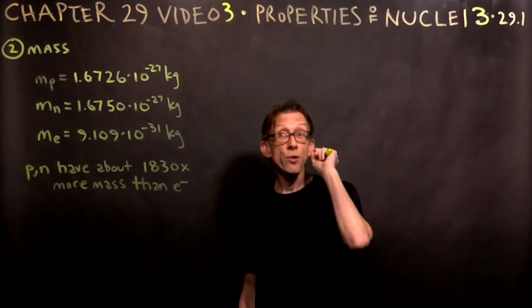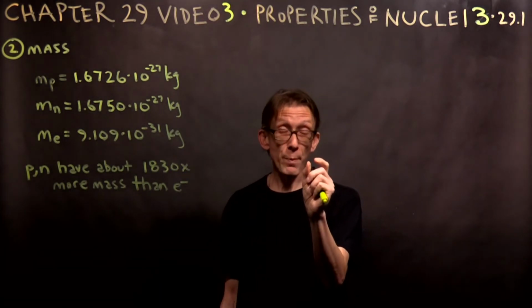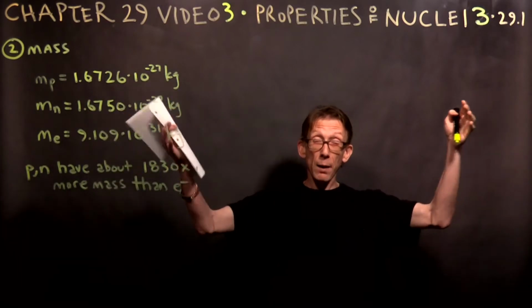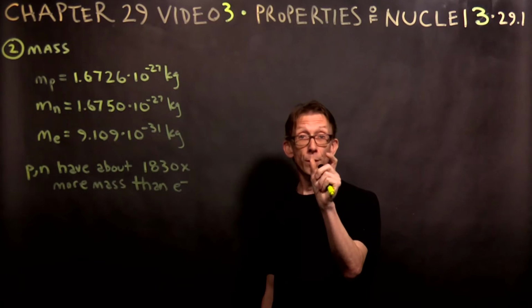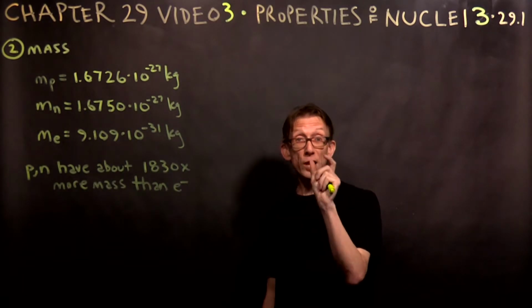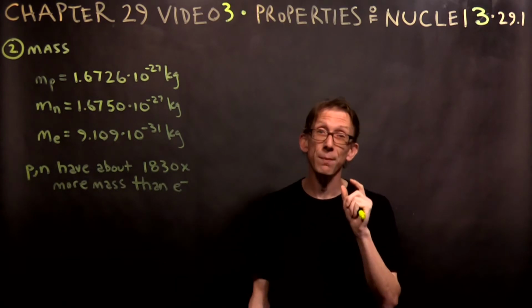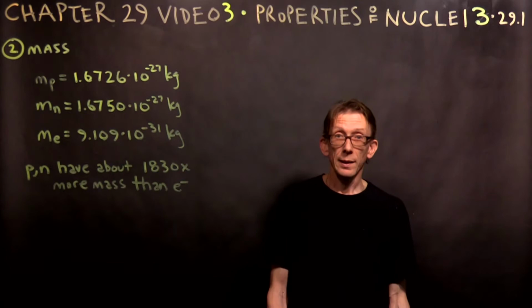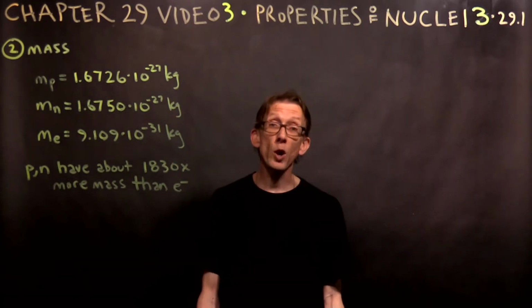So the nucleus is very small compared to the atom. Remember the picture I gave you of downtown Decatur being an atom and the nucleus being a golf ball right in front of the old courthouse. So the nucleus is very small compared to the atom, but it contains virtually all of its mass, because electrons are super lightweights.